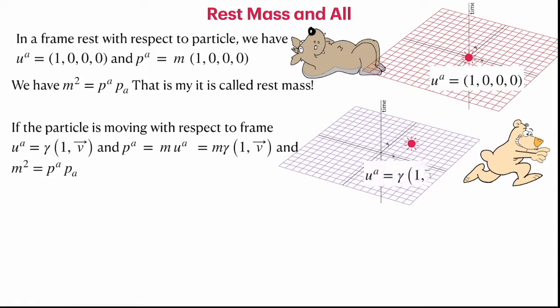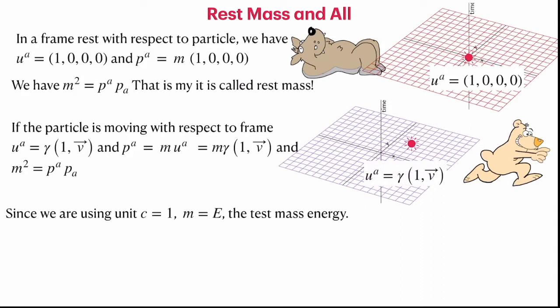Because here throughout the course we are using the unit c is equal to 1, m is equal to E. So we are completely missing out on the famous equation E is equal to mc square, simply because we are using the natural unit where c is equal to 1. In our case, E simply becomes m.